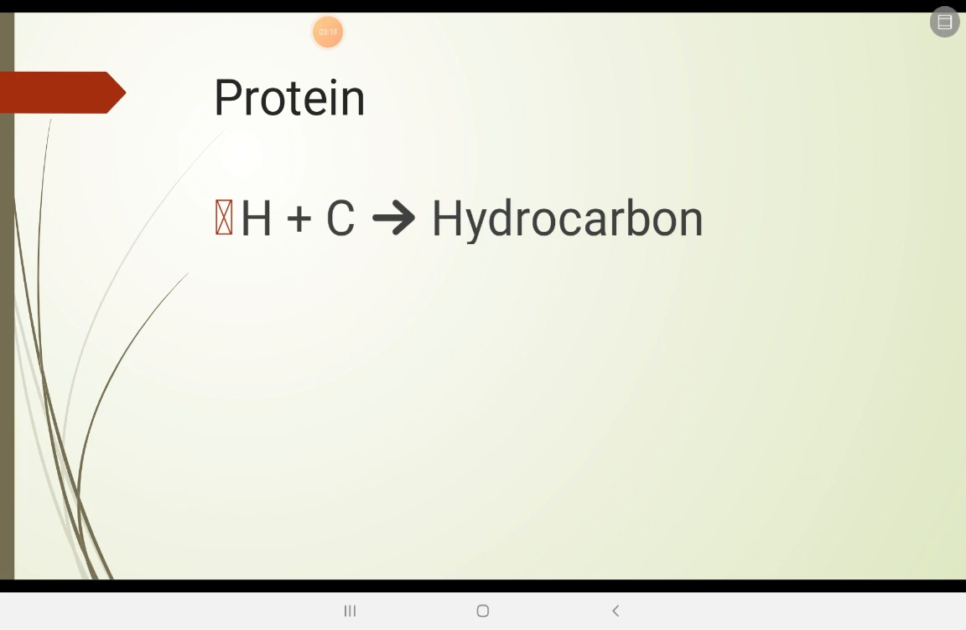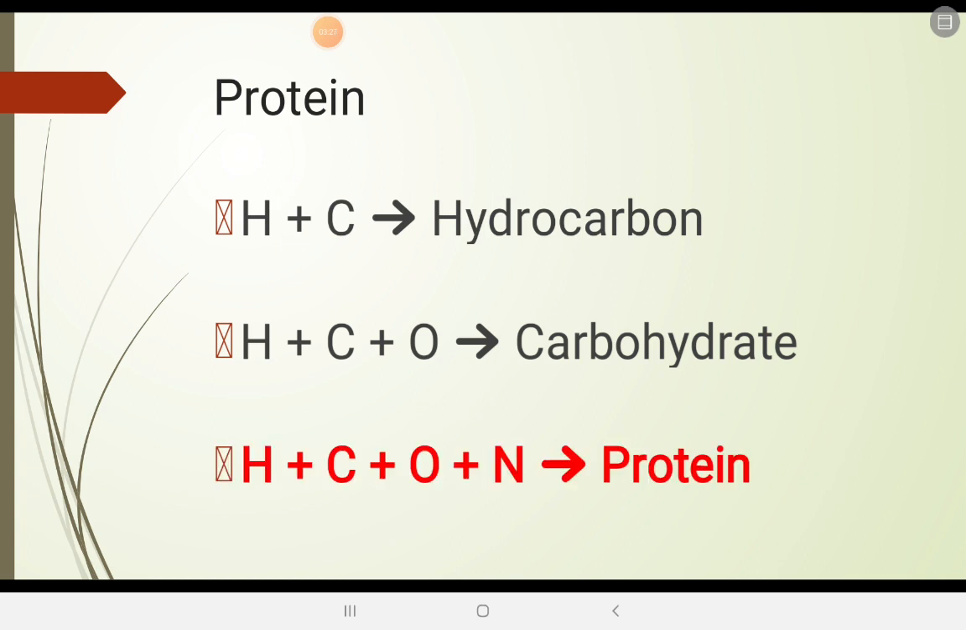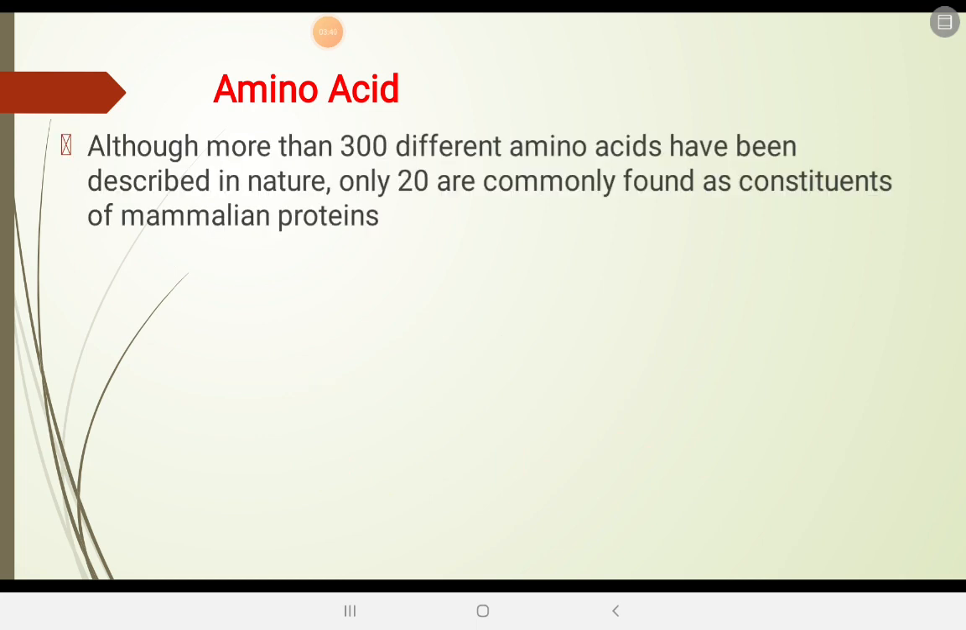Hydrocarbon means composed of hydrogen and carbon. Hydrogen, carbon and oxygen is carbohydrate. This protein is hydrogen, carbon, oxygen and nitrogen. Protein is actually a polymer of amino acid. Amino acid is a building block of protein.